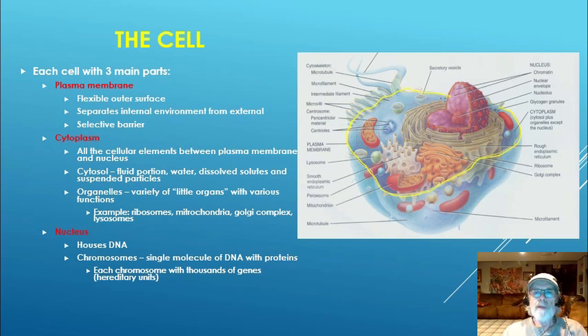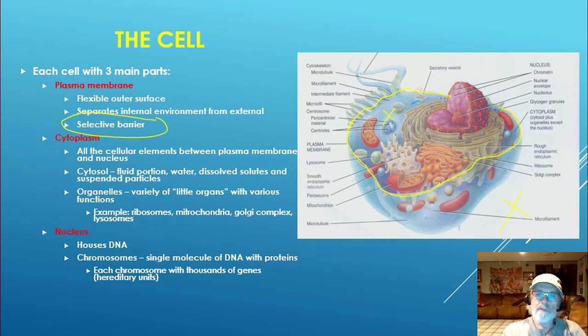What it does is it separates the internal environment in here from out here, from what's on the outside. And again, some things on the outside need to get in, some things on the inside need to get out, but there are things on the outside you don't want in, and there are things on the inside you don't want to go out. So basically what this plasma membrane is, it's a selective barrier. A selective barrier. It lets things in that it wants to, and other things it doesn't want, it doesn't let in.